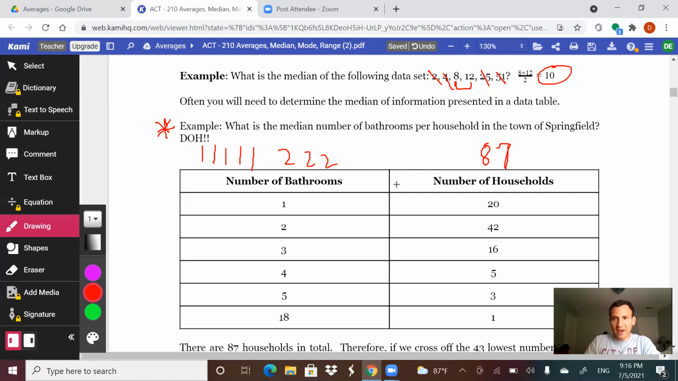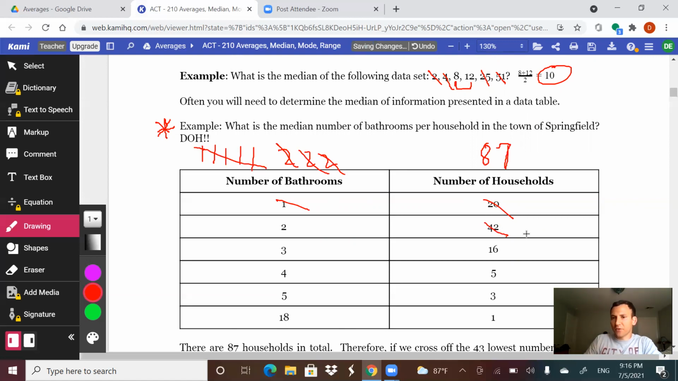So thinking about it that way, if I have 87 numbers in total, I'm going to have to cross off the lowest 43. I'm going to have to cross off 21 ones. So I cross off all my ones. And then I'm going to have to cross off 23 twos. So I'm not crossing off all my twos, but I'm crossing off 23 of them.